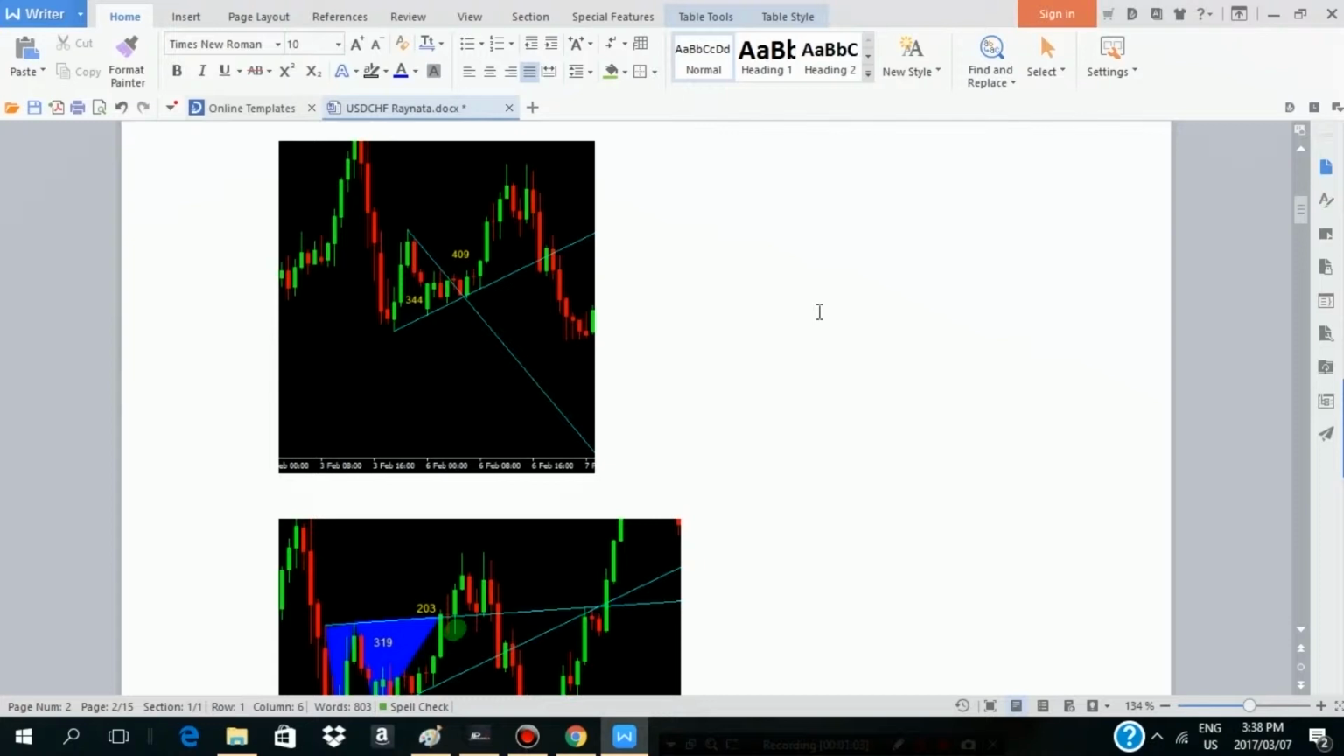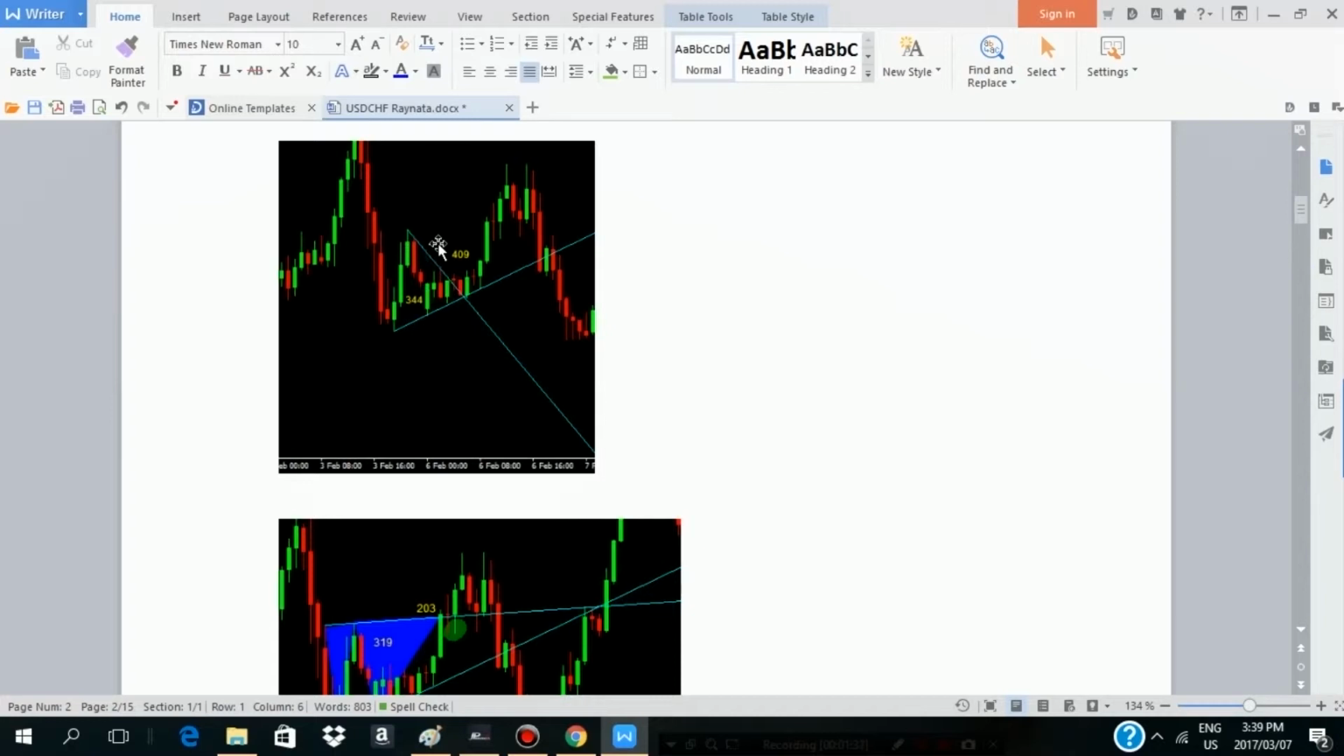But in order to find a strategy, you need to find consistency in the market, which requires you to study your currency pair. For example, if you are trading triangles on USD CHF, that is a strategy on its own. So in order for you to gain confidence, you need to know how USD CHF breaks out of its triangles.